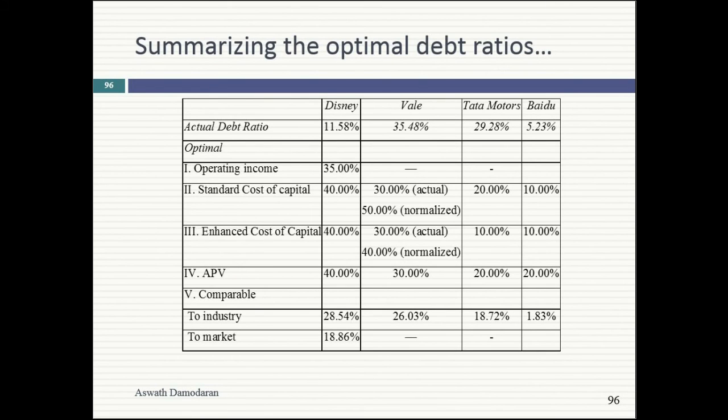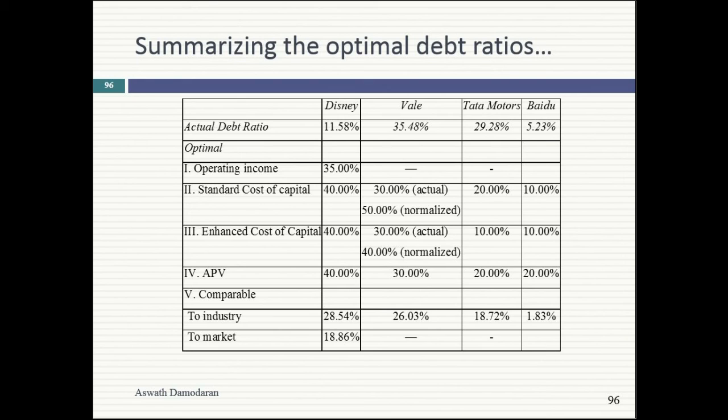So let me summarize the numbers I have for my 5 companies. I have lots of these different approaches, but luckily the numbers kind of gelled. I have the actual debt ratio in the first column for all 4 of my companies. With Disney, every single one of my approaches, the cost of capital approach, the enhanced cost of capital approach, the APV approach, every single one of them delivered a number higher than my actual. So for Disney, it's categorical. They have too little debt.